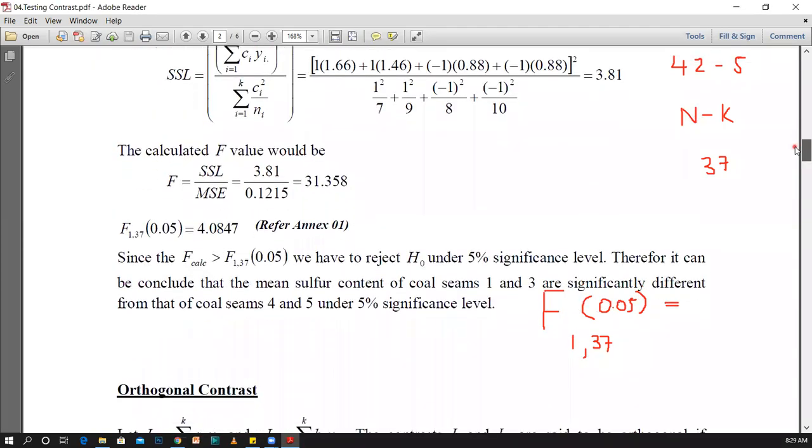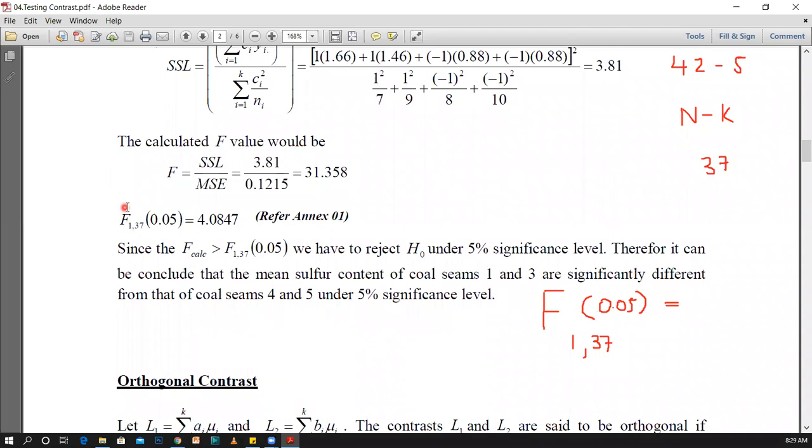Now if we compare these values, you can see that using Annexure 1, we have obtained the critical value as 4.0847, and the calculated test value was 31.358. Since the calculated value is greater than the critical value, we have to reject the null hypothesis under the 5% significance level.